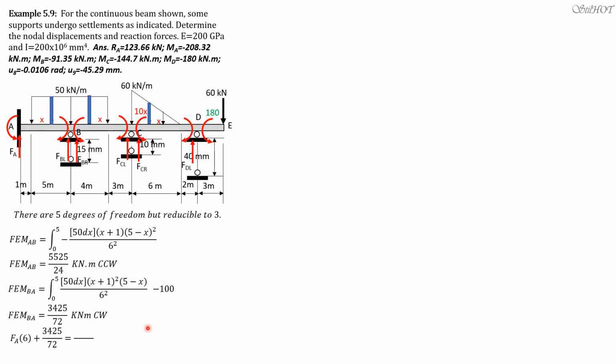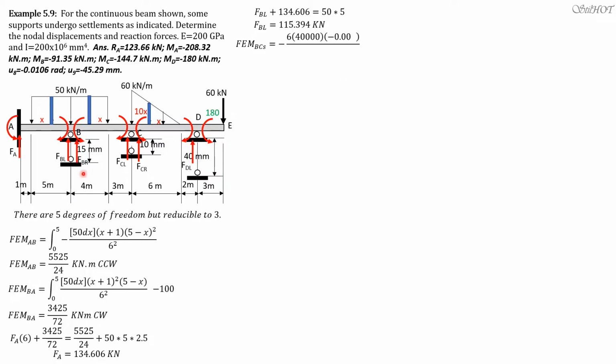So force FA times 6 plus this moment 3425 over 72 equals the moment about A, 5525 over 24, plus the moment of the load, 50 times 5 times 2.5. So FA is 134.606 kilonewtons. FBL is summation of forces in Y. FB left plus 134.606 equals 50 times 5. So we get FBL equals 115.394 kilonewtons.